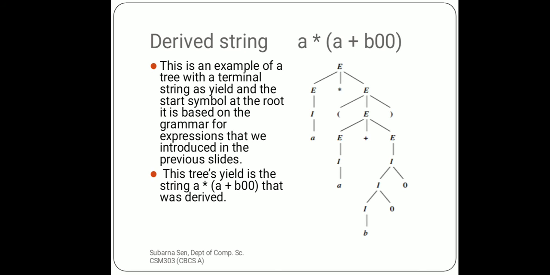Fine. Now what will be the yield of this tree? We have to move from the leftmost leaf to the rightmost leaf. So first, the leftmost leaf is what? a, then star, then open bracket, then a, then plus, then b, then 0, then 0, then closing bracket. So this is the yield of the parse tree.